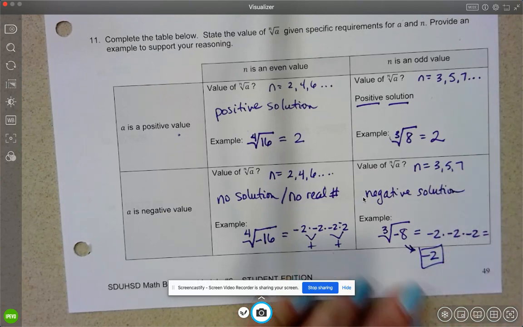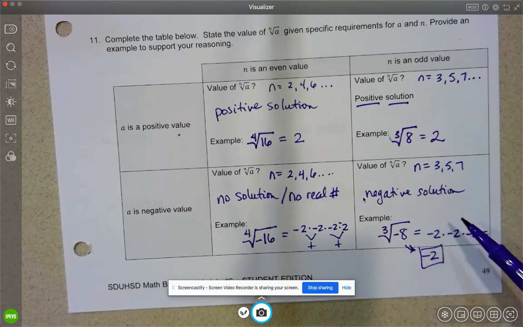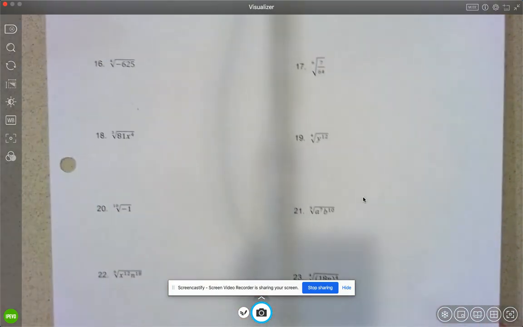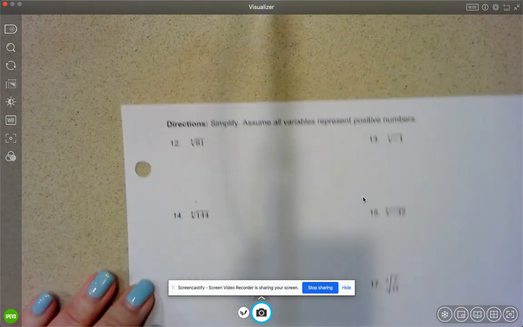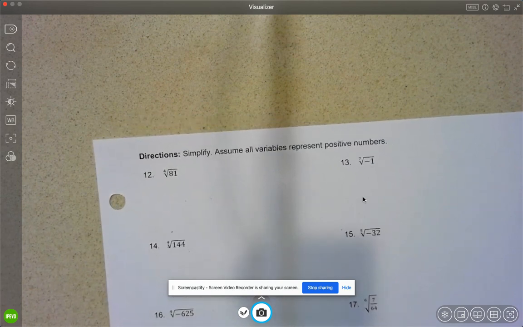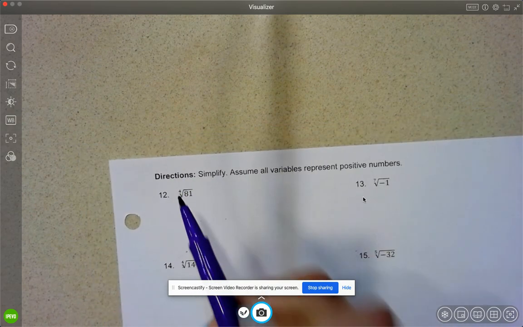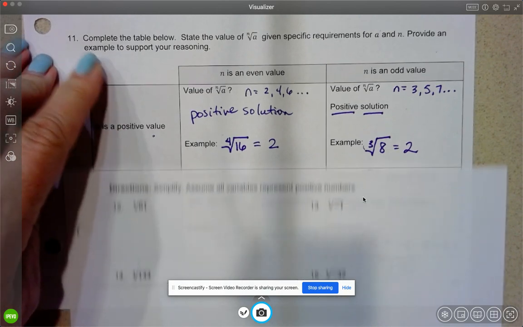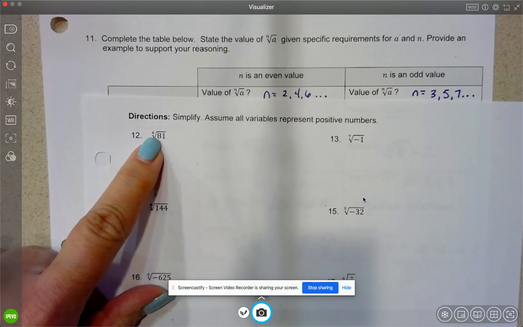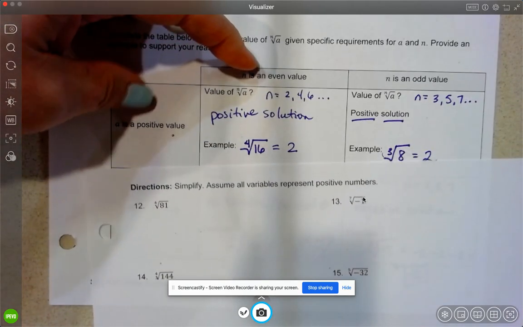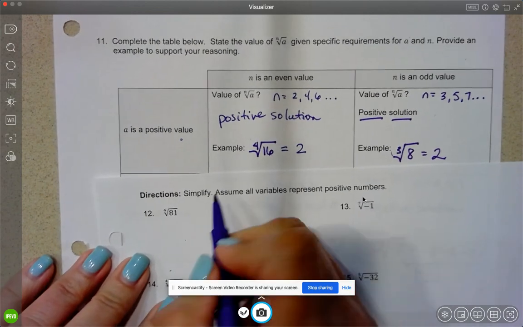Okay, so thinking about this chart, this can kind of give us some shortcuts on our next page, which is a bunch of examples. All right, now think about, don't waste your time doing problems that are going to have no solution, right? Okay, so sort of checking with my chart here, I have an even index with a positive A. So an even index with a positive A. I know I'm going to get a positive solution. So I'm going to go ahead and work on this.